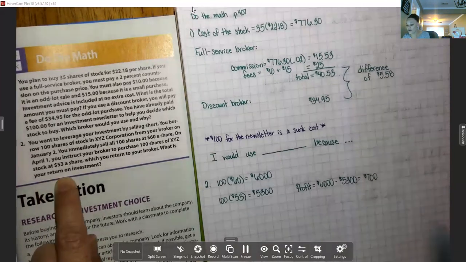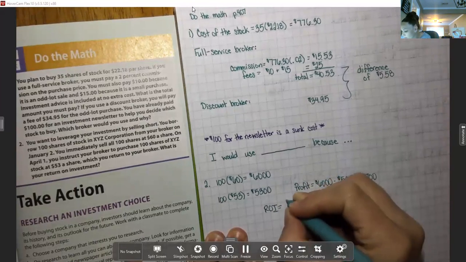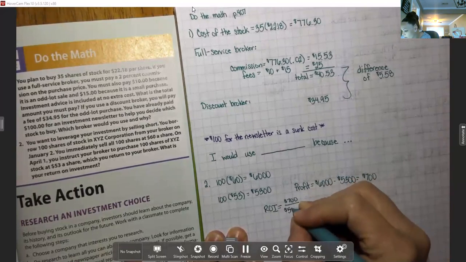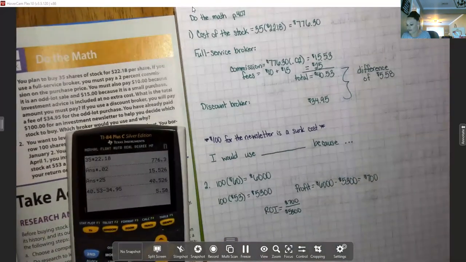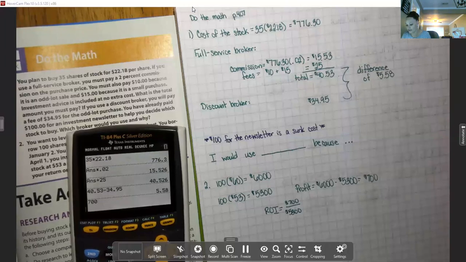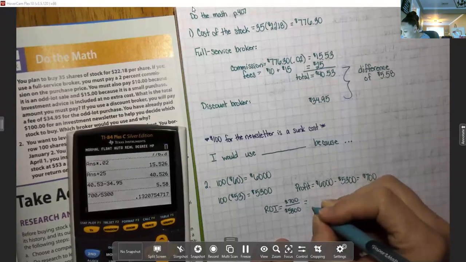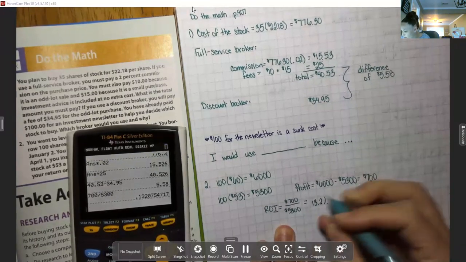And we want to know the return on investment. So the ROI here, $700 divided by $5,300 that it costs to buy them. That's a 3. It kind of looks like an 8. I apologize. So that's 13.2%.